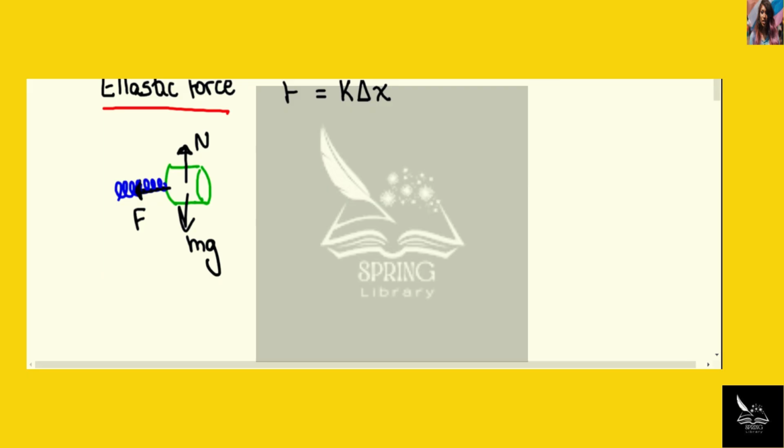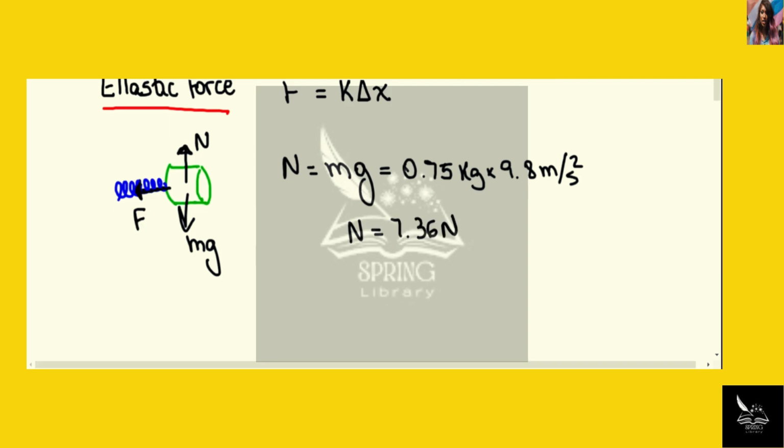One of the tasks that the exercise gives us is to find the normal force. Notice that the collar is not moving in the vertical direction, so necessarily the normal balances the gravitational force. So the normal is equal to mg. Now notice that m is 0.75 kilograms and g is 9.8 meters per second squared. So N is equal to 7.36 newtons. This is the normal force. And we must also find v.